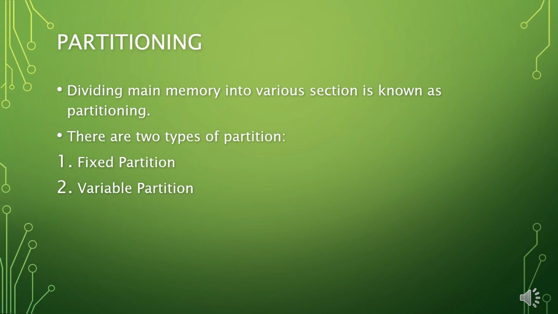The next technique is partitioning. Certain operating systems use partitioned memory management to allow multi-programming. Partitioning means dividing main memory into various sections. These sections are called partitions. There are two types of partitioning which you can follow. One is fixed partitioning and the other one is variable partitioning. We'll learn both of them in detail.